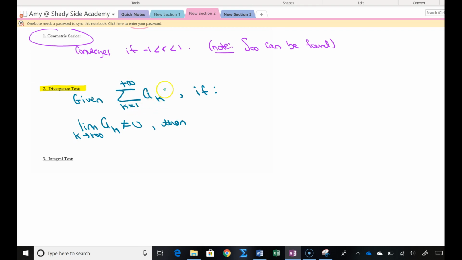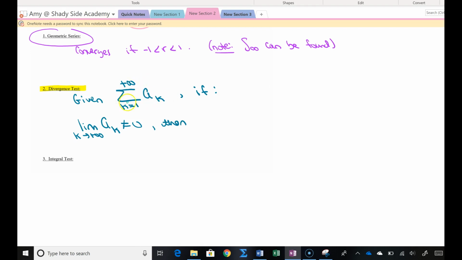Given an infinite series, look at this notation here. How do you know it's infinite? Well, the upper limit of summation is infinity. Given this infinite series, and look what I have here as the summand. The summand is just standing in for whatever the expression for the kth term is, a sub k. It could be an arithmetic, it could be geometric. It also could be neither of the two, right?